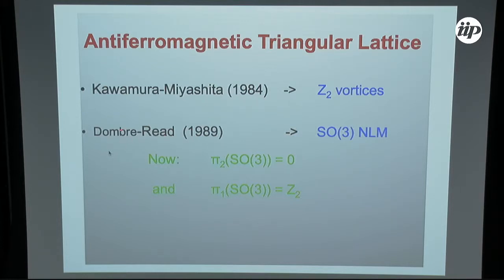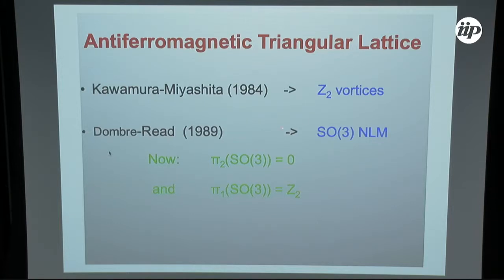There was a later paper by Dombre and Read where they looked at this triangular lattice antiferromagnet from a continuous field theory point of view. Okay, I forgot to put the sigma. So this is a nonlinear sigma model. I couldn't find sigma in my PowerPoint. So this is an SO(3) nonlinear sigma model.